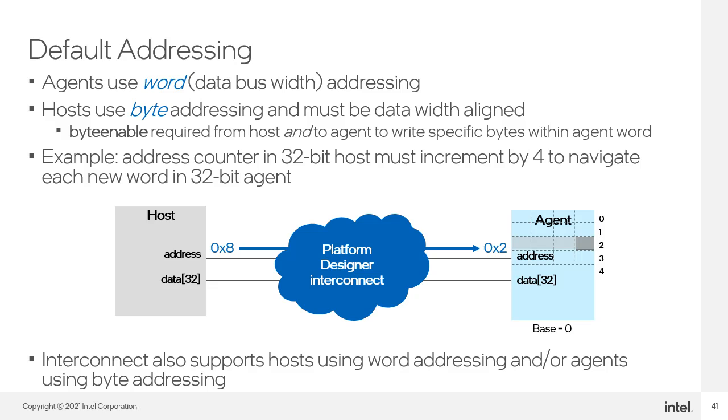While byte addressing for the host and word addressing for the agent are the defaults, Platform Designer allows you to change this behavior when creating your own custom components. Thus, if both host and agent use either byte or word addressing, you can have a one-to-one mapping between them.